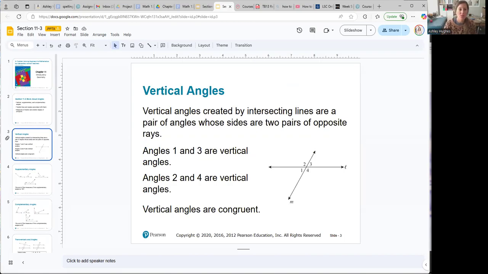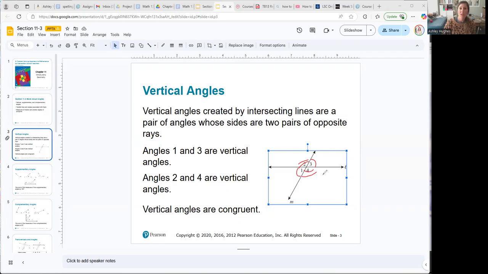Vertical angles are angles that are directly opposite one another. So in this picture here, you see angles 1 and 3. Sorry for that delay. Okay, so you see angles 1 and 3. These guys are vertical angles. And then angles 2 and 4 are also vertical angles. What's special about vertical angles is that they are congruent. So if this was 60 degrees, this would also be 60 degrees, and if this was 120 degrees, this would also be 120 degrees.